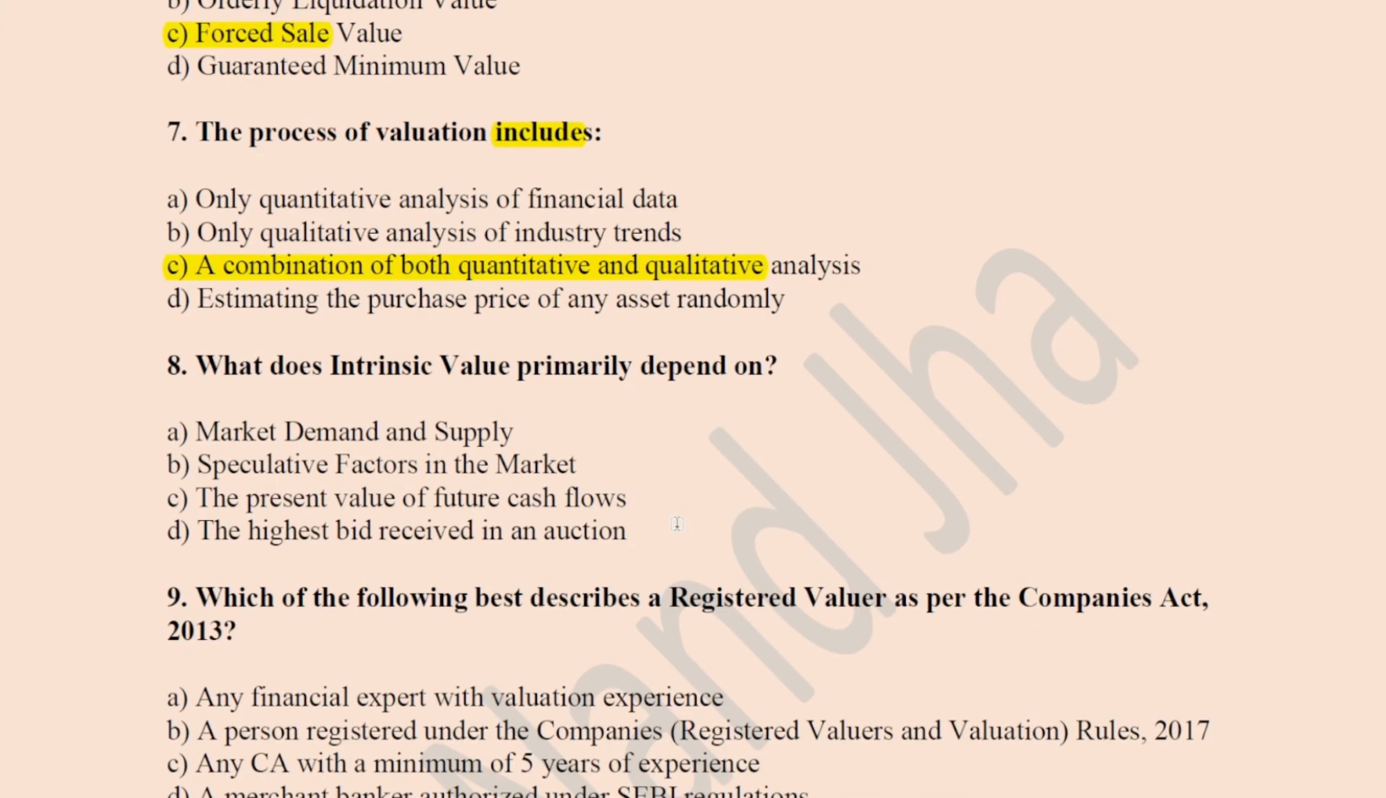What does intrinsic value primarily depend on? Market demand and supply, no. Speculative factors in the market, no. The present value of future cash flow, yes. The highest bid received in an auction, no. So the answer is C.